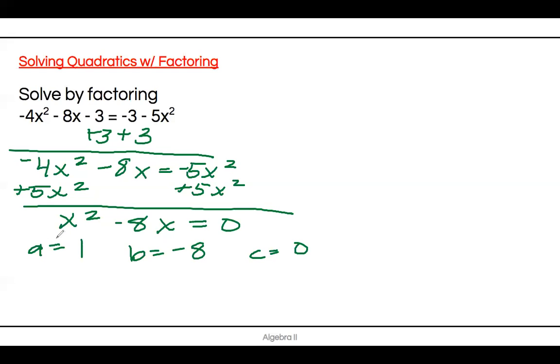But when I look at these two terms, what do I notice that they have in common? They both share an x. So I'm going to factor out that x. I'm going to put the x on the outside. So x times what is going to get me x squared? Another x. And x times what is going to get me negative 8x? Negative 8. And that's going to be equal to 0. And I'm just going to move this up to the top so I have more room.